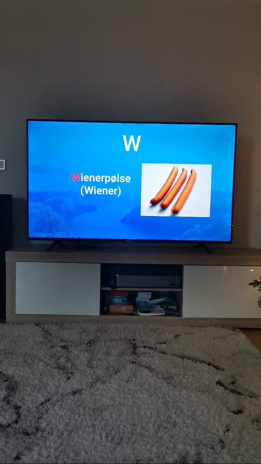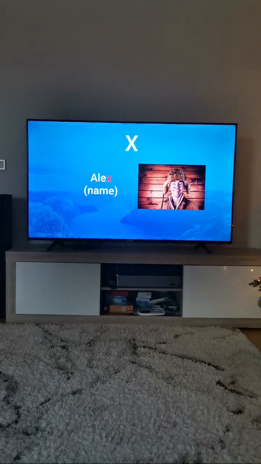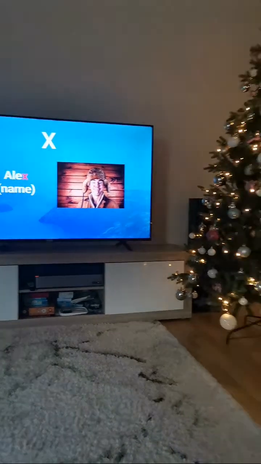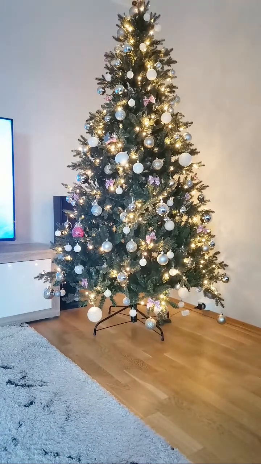W. Wienerpølse. Extremely few Norwegian words use W. It's very, very uncommon, just like the Q, and it actually sounds exactly the same as V. In fact, people even say VC instead of WC. X. Again, this is a letter that is never used in Norwegian. It's used so little that I don't even have an example for it.